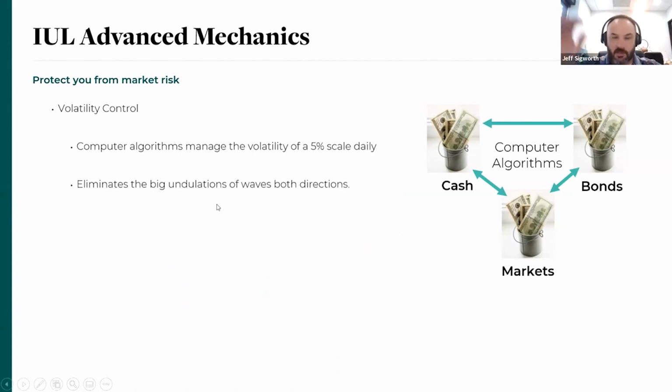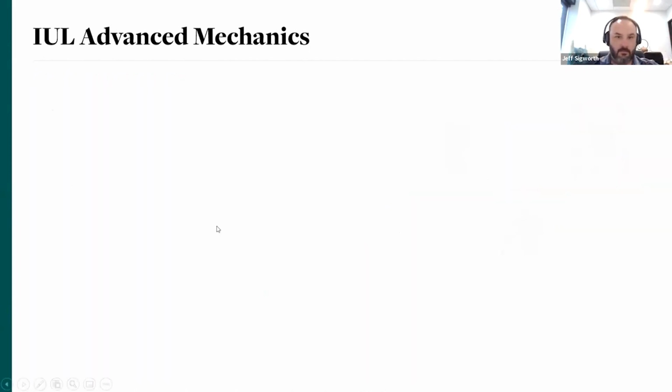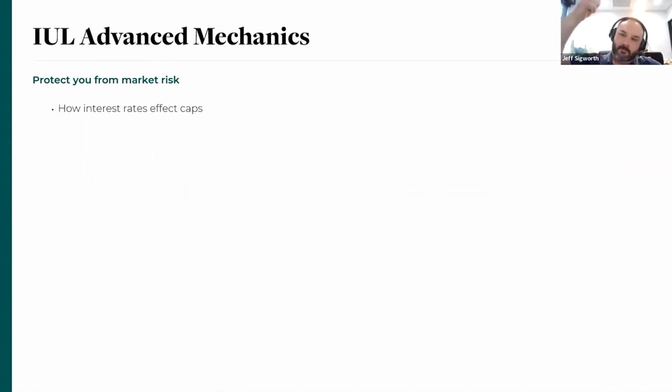So it eliminates the big undulations of waves up and down. And here's a good question, and we'll move on to the next one. How do interest rates affect the cap? So interest rates right now this year are going to have to go which way? They're scheduled to go which way? Up. Yep, scheduled to go up. What's that going to do to our clients' caps on the S&P 500?